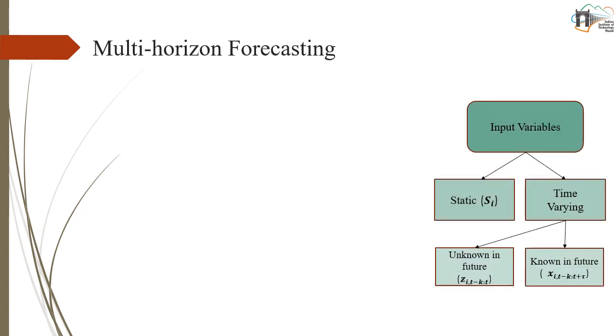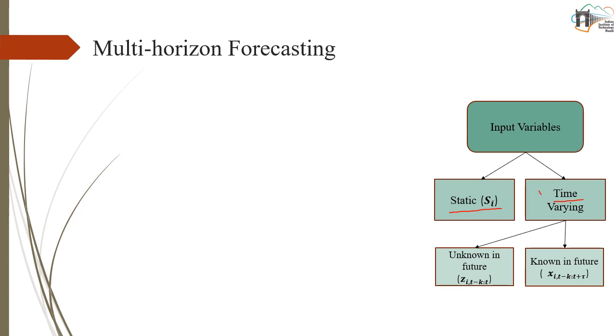The first is that our input variables have a lot of diversity in them. For example, our input variables can be categorized into two categories. The first are the static ones, and the second are time varying. There will be some input variables which remain constant throughout the time series. They are not changing with time, and there will be some inputs which are varying with time.